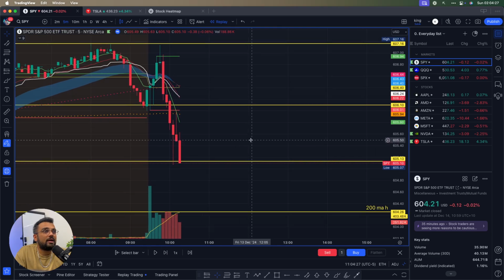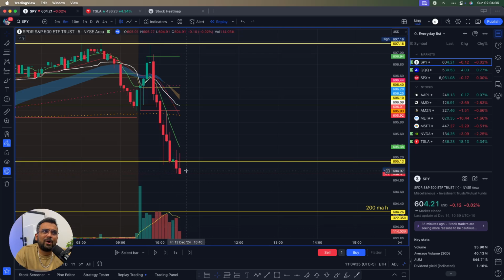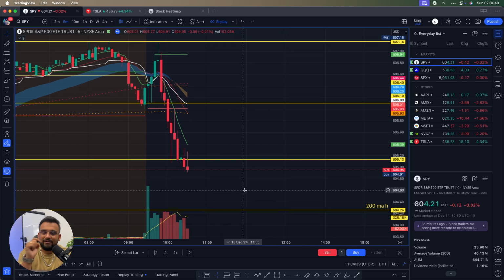Boom. Now 605 was the area. A lot of buyers kept showing up around the 605. Look at this. They kept buying over and over again. It kept pushing up. It was not able to break below 605. Now, you know why 605 was such a critical level and price was not able to break below? Think about it as a solid area of buyers.